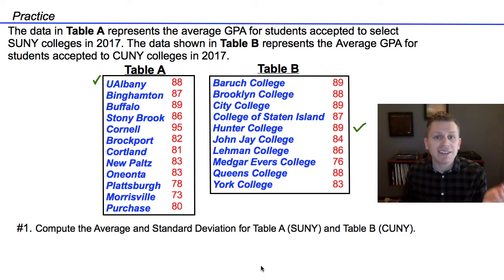One thing to keep in mind is that you have to do this separately. First, find the mean and standard deviation for Table A. When you're finished, enter the items from Table B and find the mean and standard deviation for Table B.